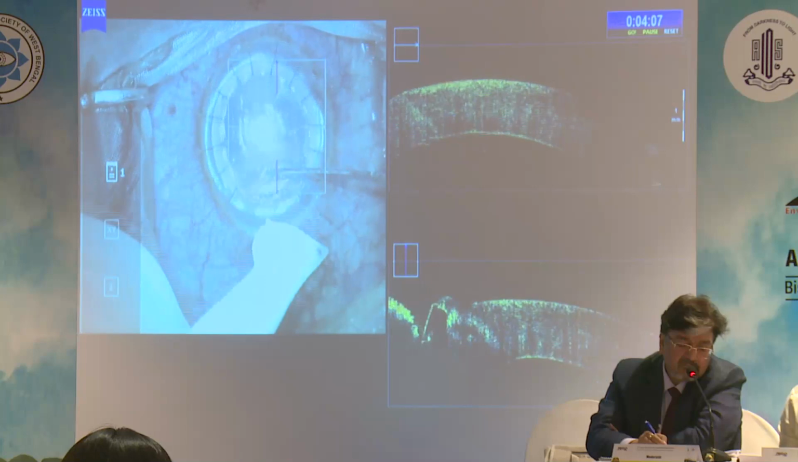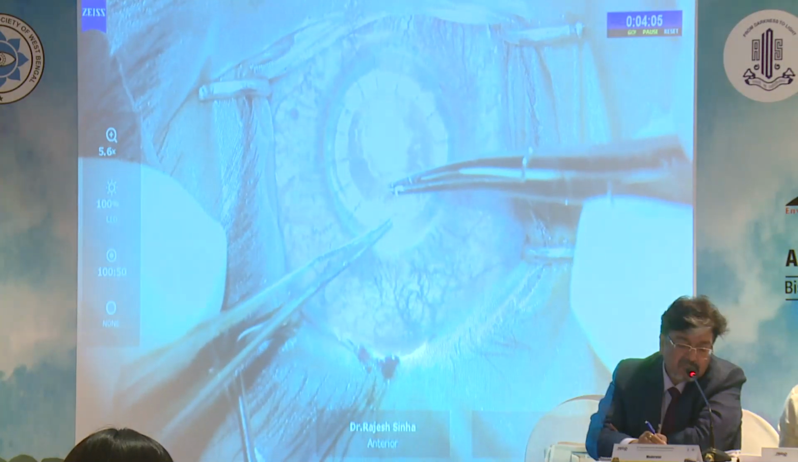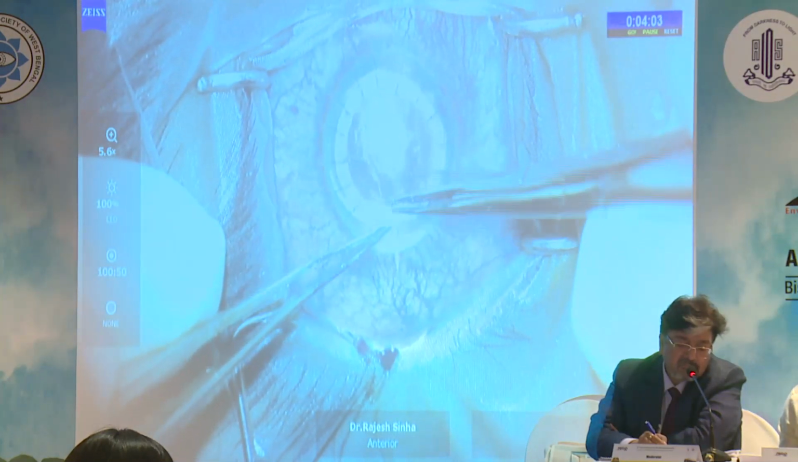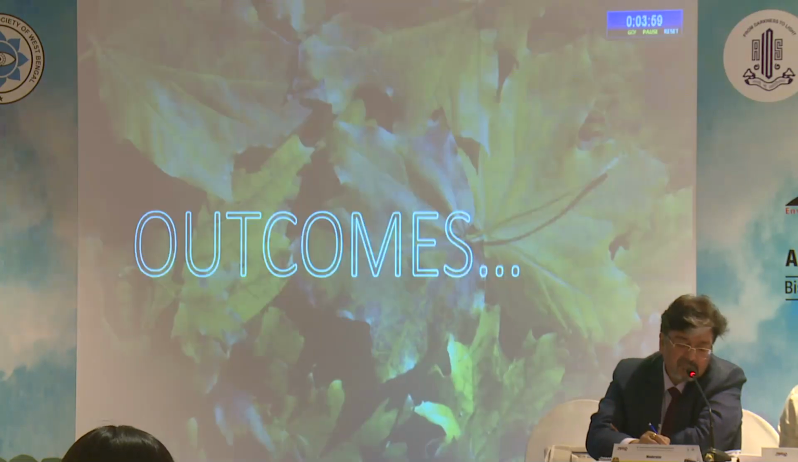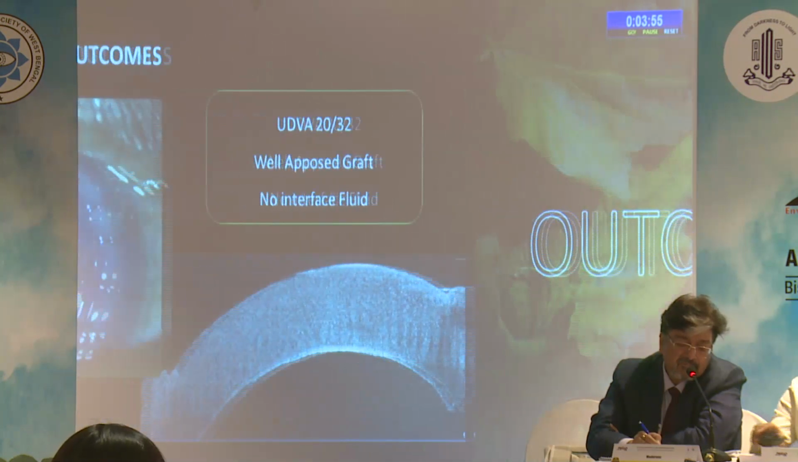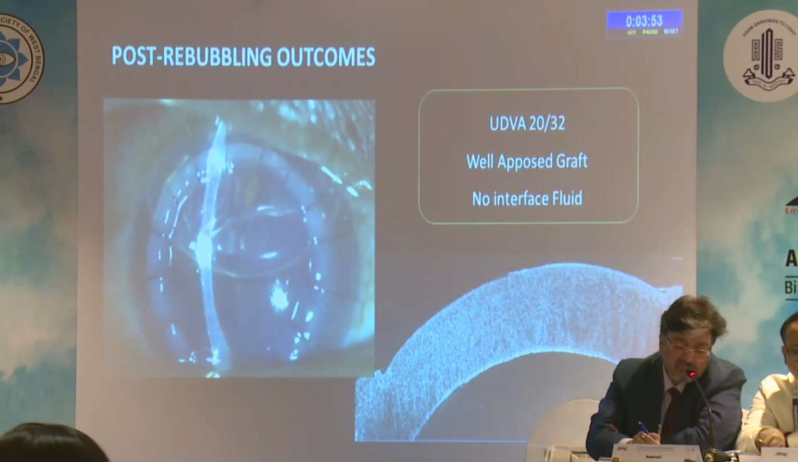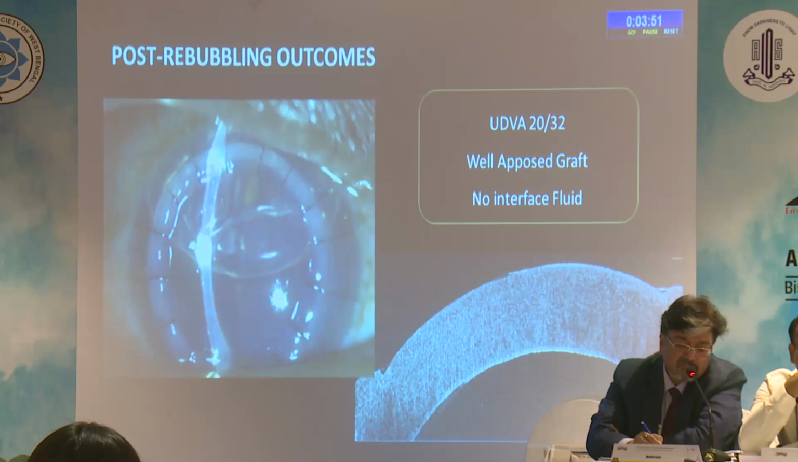AS-OCT helped confirm complete graft apposition at the end of the surgery after replacing the sutures that were initially removed. On post-operative day 1, optimal anatomical apposition was achieved with a clear graft and uncorrected distance visual acuity of 20/32.